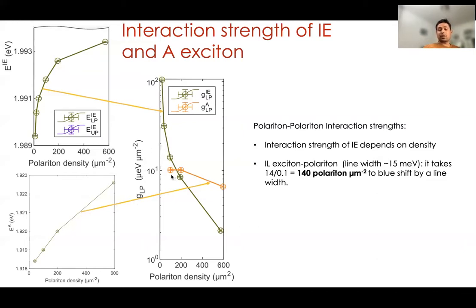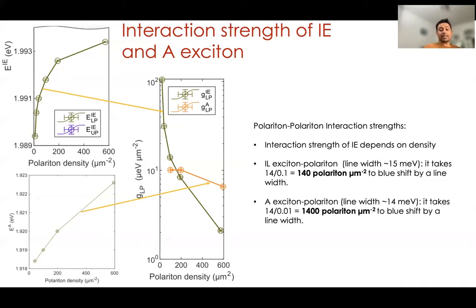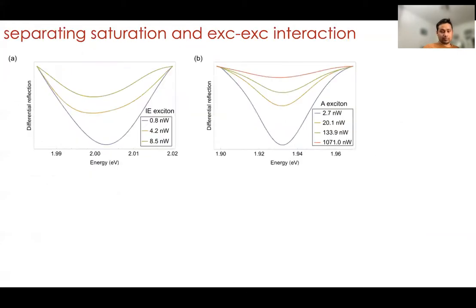So for interlayer polaritons, it turns out we need around 140 polaritons per micrometer square to change the energy by one line width. For the A exciton, the same calculation gives us 1400 polaritons per micrometer square. Now that's a lot of polaritons. So here we can already see we have improved the nonlinearity by an order of magnitude.